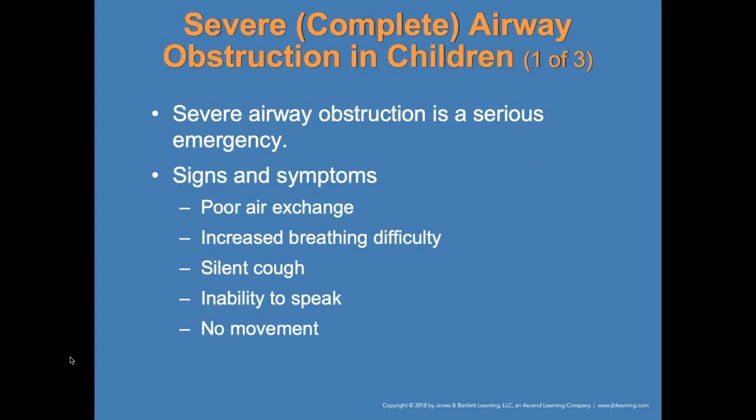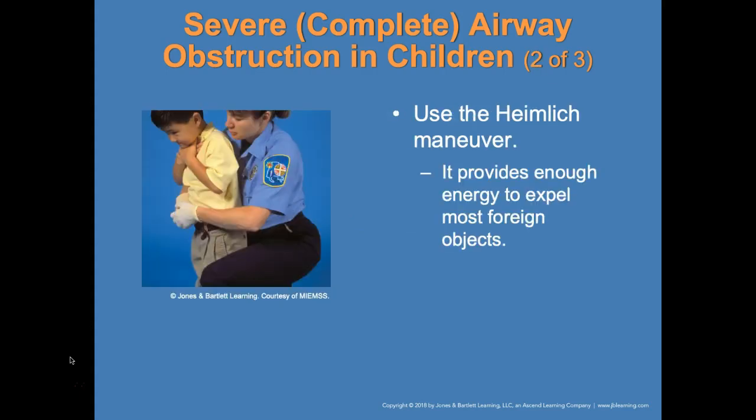So, severe or complete airway obstructions, this is a serious emergency. A severe airway obstruction exists when the child has poor air exchange. So before they were getting some air past whatever it was, now they're getting almost nothing. They're going to have increased difficulty breathing, a silent cough, inability to speak, no air movement because of the obstruction. If this is the case, we're going to use the Heimlich maneuver to try and get whatever it is out. It should provide enough energy to expel most foreign objects.